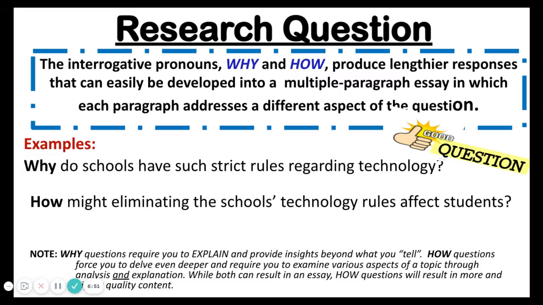How questions force you to delve even deeper, and they require you to examine various aspects of a topic through analysis and explanation. While both can result in an essay, how questions will result in a higher quality, more content-rich essay. Therefore, if you are striving for a strong research question, you would begin it with the interrogative pronoun how. For a good research question, you could use the interrogative pronoun why.